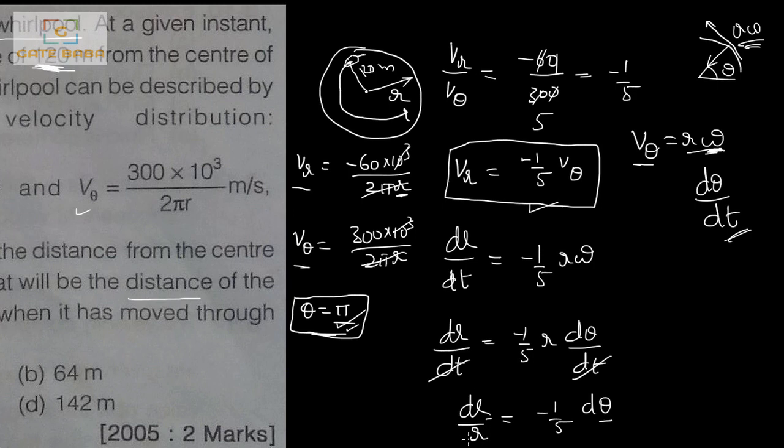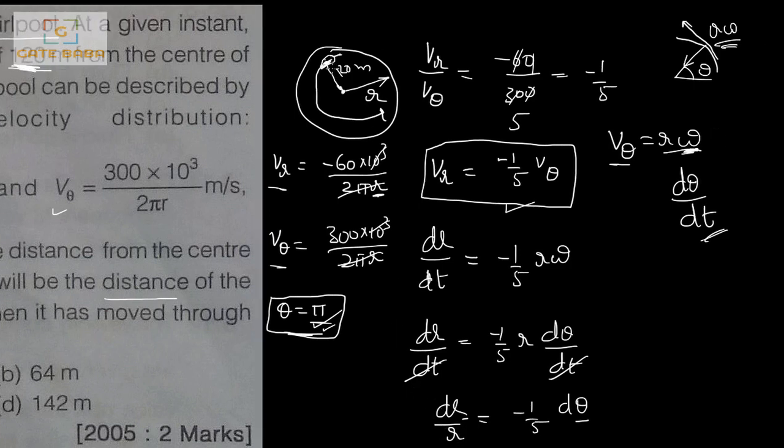I know the limits of radius. The first limit is 120. I am going from radius 120 to some arbitrary radius r, which I don't know. This is the location where I want to find r. And what are the limits for theta? Here theta is 0. I am taking this as theta 0, starting from here and ending at pi radians. So theta limits are 0 to pi. If I integrate, at any angle I can get the radial distance of the leaf from the center.